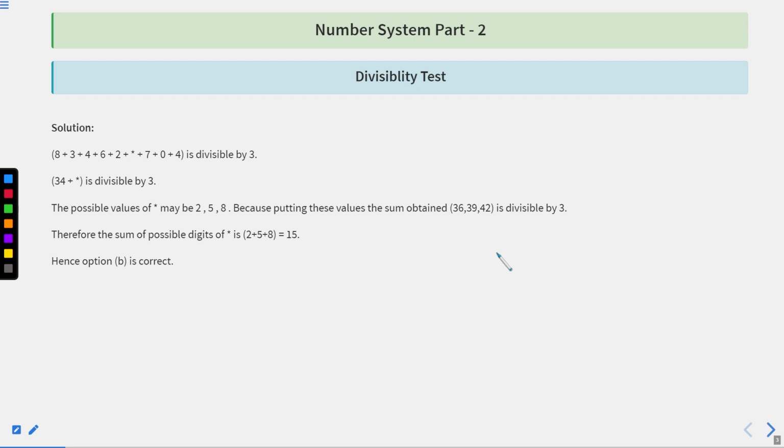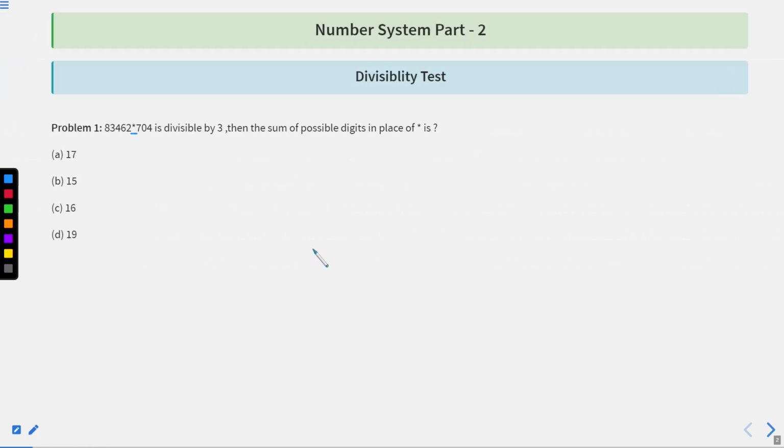We want it to be divisible by 3, so the sum of digits should be divisible by 3. The sum will be 34 plus some value star, and it is given that it is divisible by 3. So the possible values of star may be 2, 5, 8, because putting these values, the sum obtained is 36, 39, 42, and is divisible by 3. Therefore, the sum of possible digits of star is 15. Hence, option B is correct.